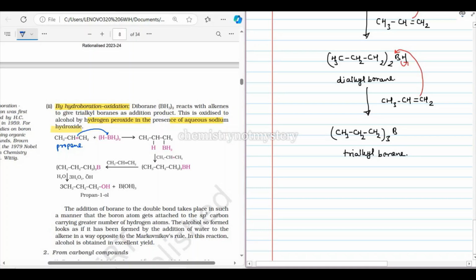Now this trialkyl borane undergoes oxidation in presence of H2O2, hydrogen peroxide, and aqueous NaOH, means NaOH and water molecule. So by the oxidation you will get CH3 CH2 CH2, and it will convert into OH, and here you will get B(OH) whole thrice. Now let's read from the book.